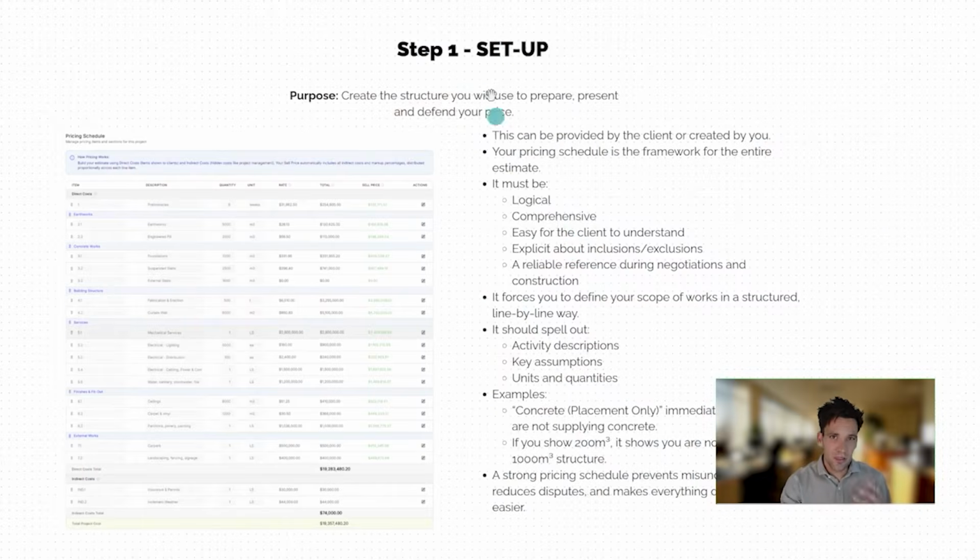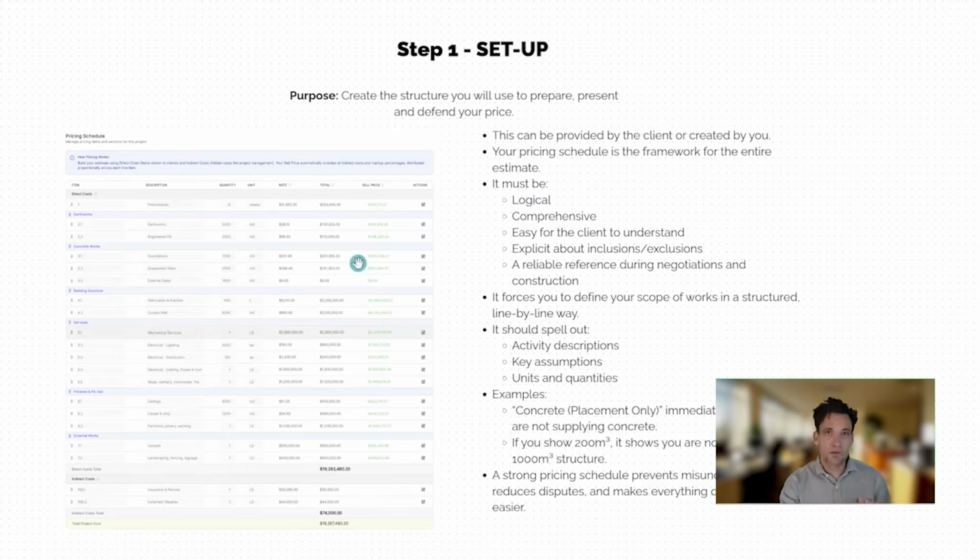This is all our labor, plant, material, and subcontract costs. Importantly, I'm not going to be talking about indirect or overhead costs. This video is all about physical construction costs. So the first step in this process is to set up our estimate. We're going to create the structure of what we're going to use to prepare, present, and defend your price.